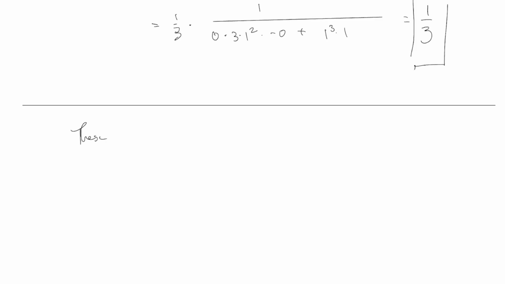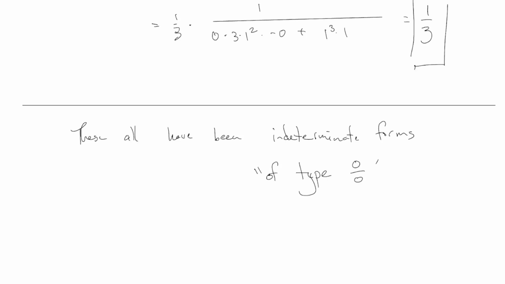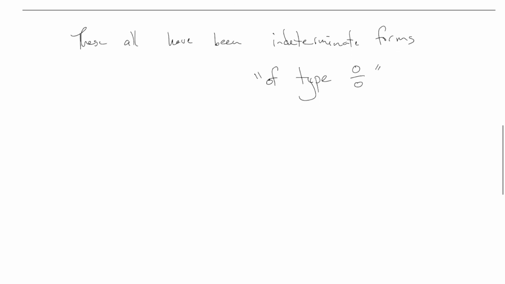So these all have been indeterminate forms. If you look in our book, these are referred to as indeterminate forms of type 0 over 0, right? There are actually other kinds of indeterminate forms that you may encounter when you're doing limits. There are other kinds of things that can happen.